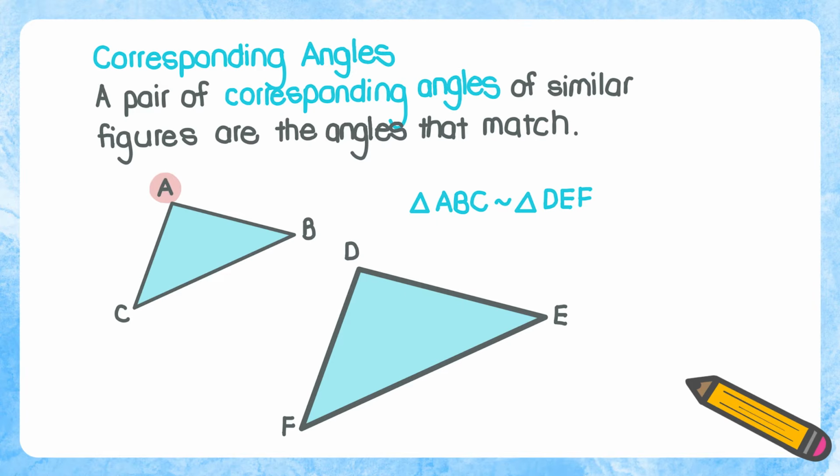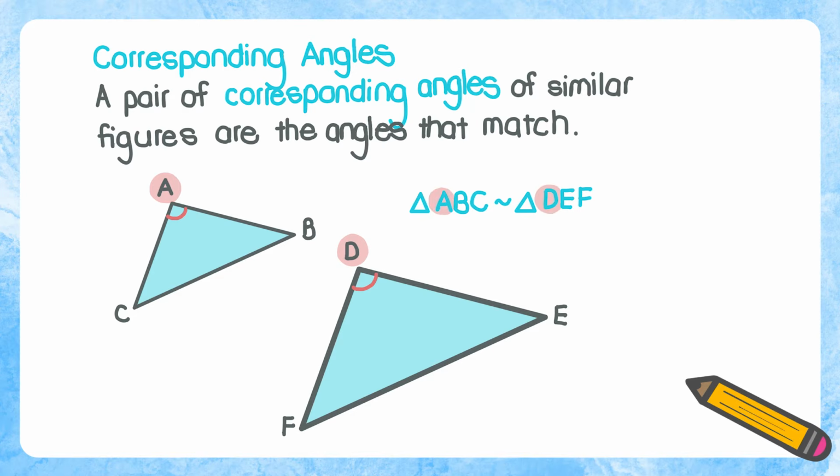Let's first look at angle A of triangle ABC. That's this angle right here. Which angle in triangle DEF is its corresponding angle? Angle D is the corresponding angle of angle A. Notice how the angles match up.